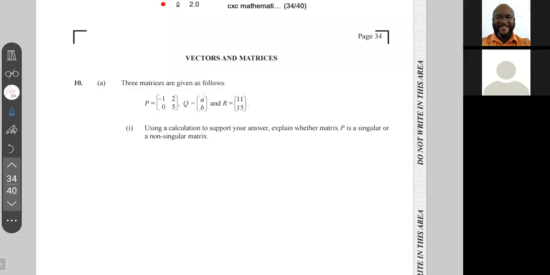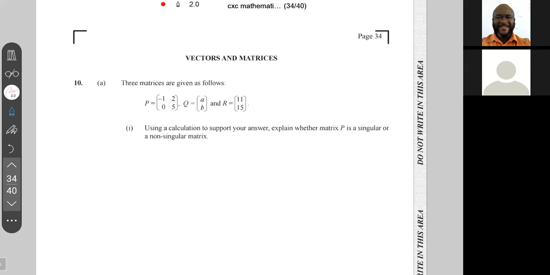All right, so this is question number 10, January 2019. A says three matrices are given as follows. So these are three matrices. It says using a calculation to support your answer, explain whether matrix P is singular or a non-singular matrix.